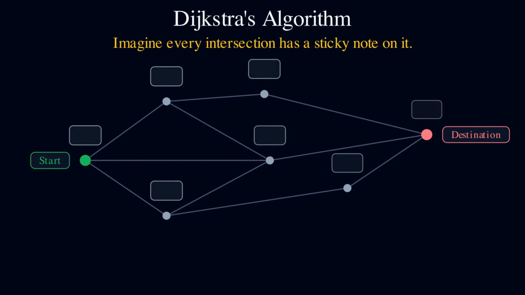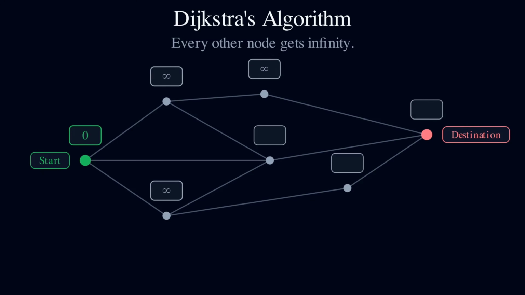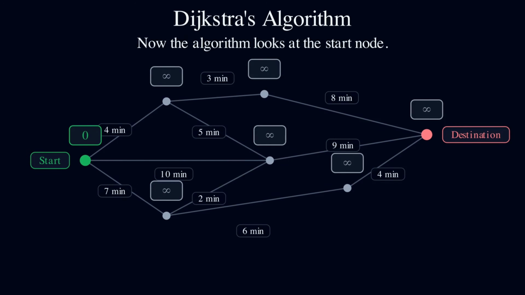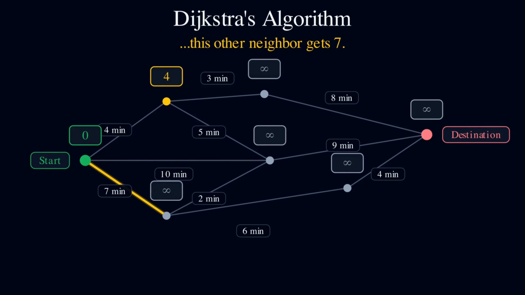Imagine every intersection has a sticky note on it. At the beginning, the start node gets a sticky note that says 0 minutes, because it takes 0 minutes to get to where you already are. Every other node gets infinity, which basically means I have no idea how to get here yet. Now, the algorithm looks at the start node and checks its neighbors. If this road takes 4 minutes, then its neighbor can be reached in 4 minutes. So, we update its sticky note. On the other hand, if this road takes 7 minutes, this other neighbor gets 7.